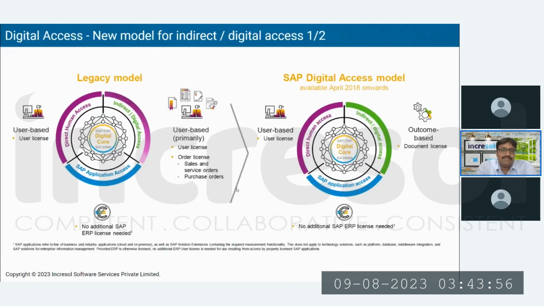So what is the old model of licensing versus what is the new model of licensing? Okay, if you look at the different licensing options, direct human access is your user license, like worker license, professional user license, or the different user licenses available in SAP ECC, with a different licensing structure in S/4HANA on-premise and different in S/4HANA cloud. All those named user access licenses come under direct human access.